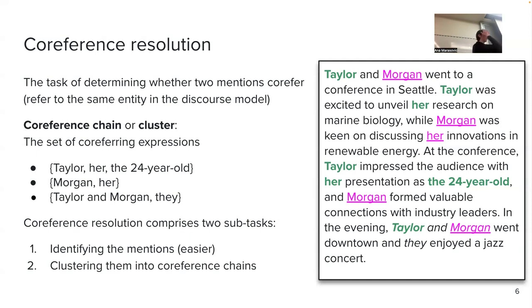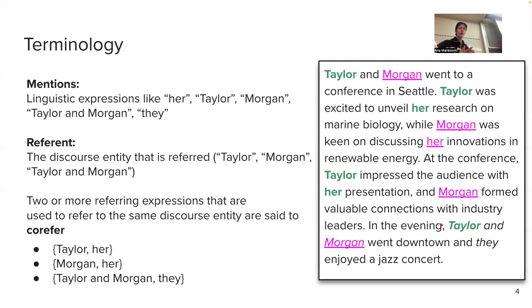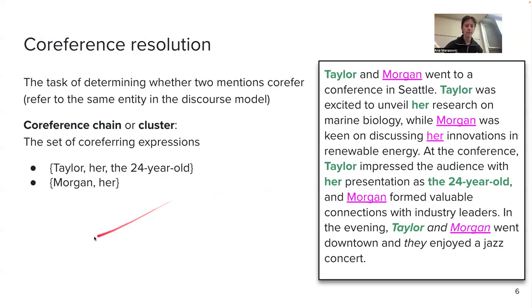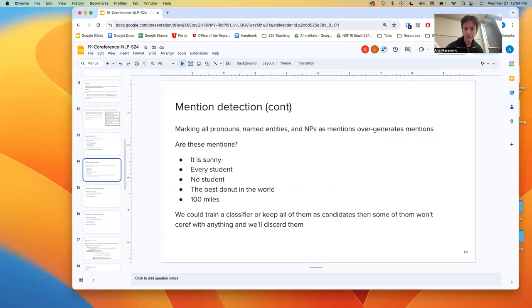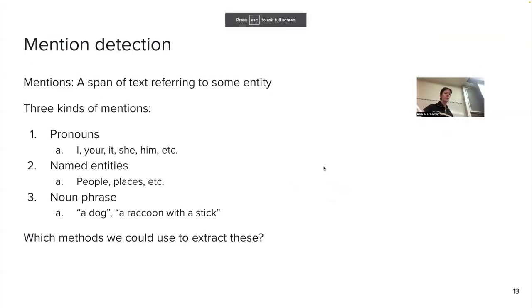Okay, I just want to stop here in case there are some questions about any of this terminology and whether the task itself is clear. Yes, please. Yes, a mention is any expression in text here. Any linguistic expression in text, like her, Taylor, Morgan. Let me maybe bring another slide. Okay, so more formally, it can be either a pronoun or a named entity or a noun phrase. So any of these are usually mentions of some entity in text.